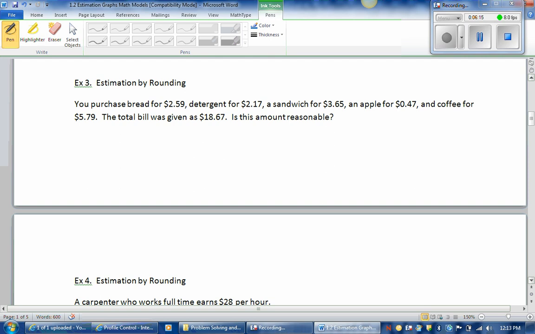When we're thinking money, remember, half a dollar is our halfway point, 50 cents. If it's 50 cents or above, we're going to bump up to the dollar. If it's below 50 cents, we're going to bump down. If we look at bread, $2.59, that's going to get bumped up because 59 is above 50. So we're going to bump that to $3. $2.17 bumps to $2.